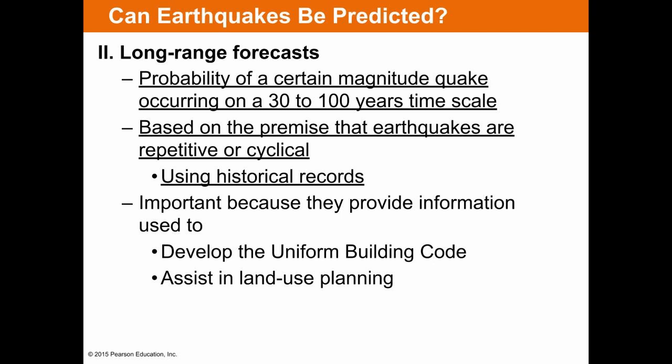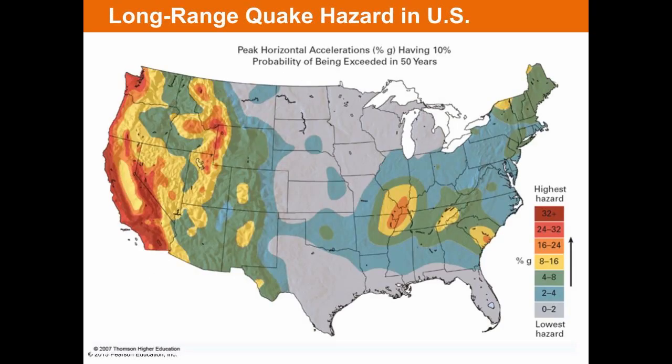This is an important idea, not because it's going to tell you when an earthquake is going to happen, but it's going to tell you when a strong earthquake is going to happen, and it helps in the development of uniform building codes and assists in land use planning procedures. Here we have a map of long-range quake hazards in the United States, where gray is very low hazard, running up to orange and red, very high hazards.